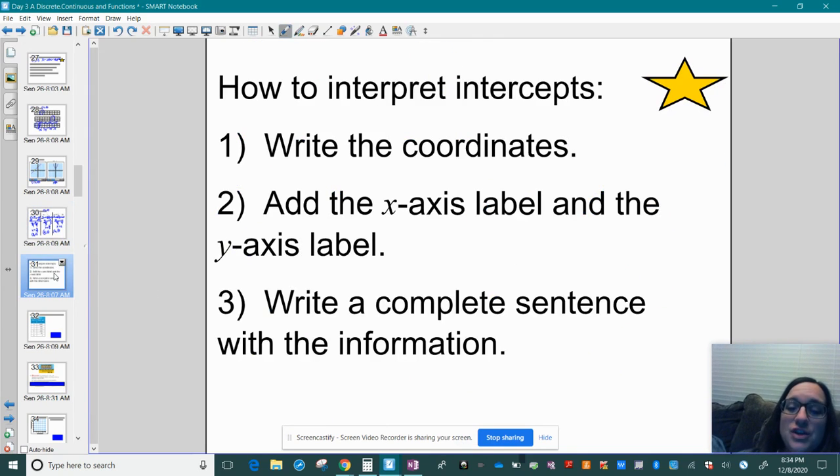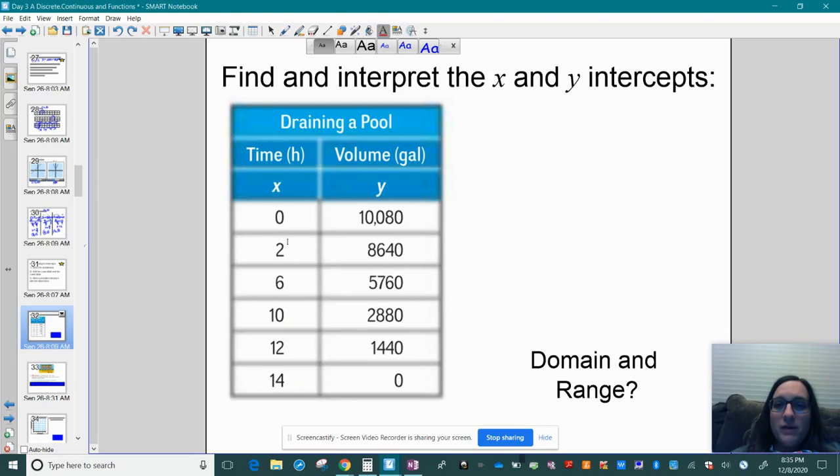How to interpret intercepts. What do they mean in the real world? We talked about those a little bit ago. We write those coordinates, add those labels, and write a complete sentence. This is review. So if we're finding our x and y intercepts, we look for zeros.